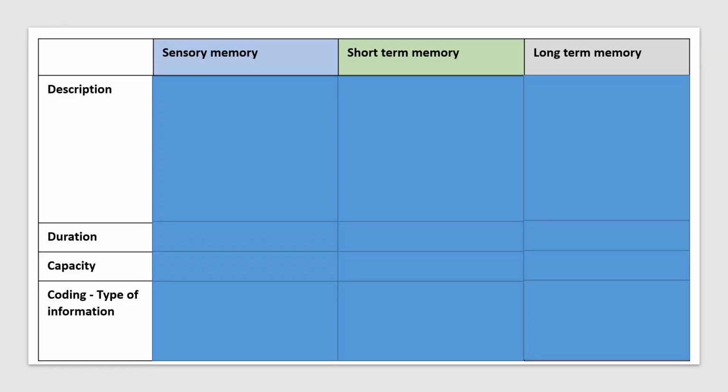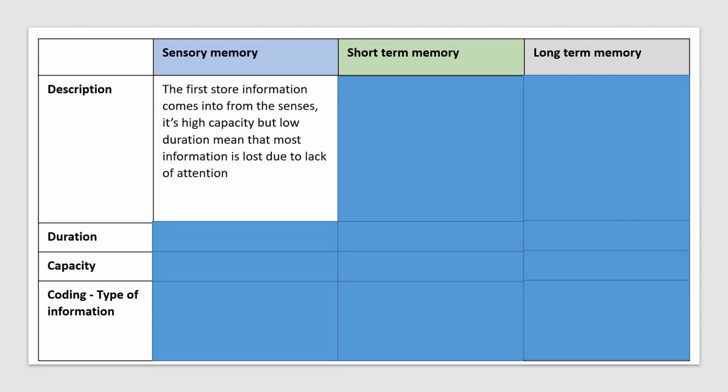Okay, so I'm trusting that you've done that. This is now the answers. Let's go through. First of all, sensory memory is the first store. Information comes into the senses. It's a high capacity but low duration store, meaning most information is lost due to a lack of attention. There's a variety of studies here, but the multi-store model says that sensory memory lasts up to half a second.